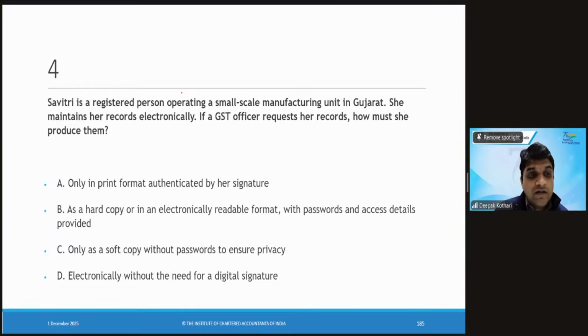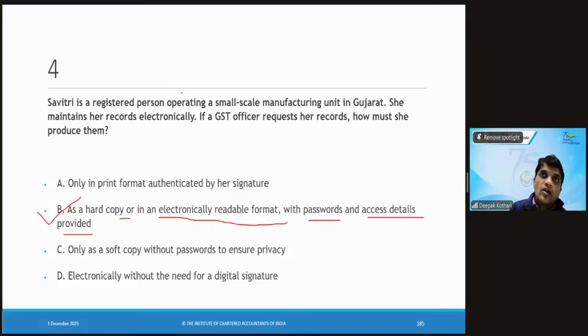Yes. So the correct answer is B, as a hard copy or in electronically readable format with password and access details provided. It's not that online here you will not give passwords. No, you have to give passwords and access details.